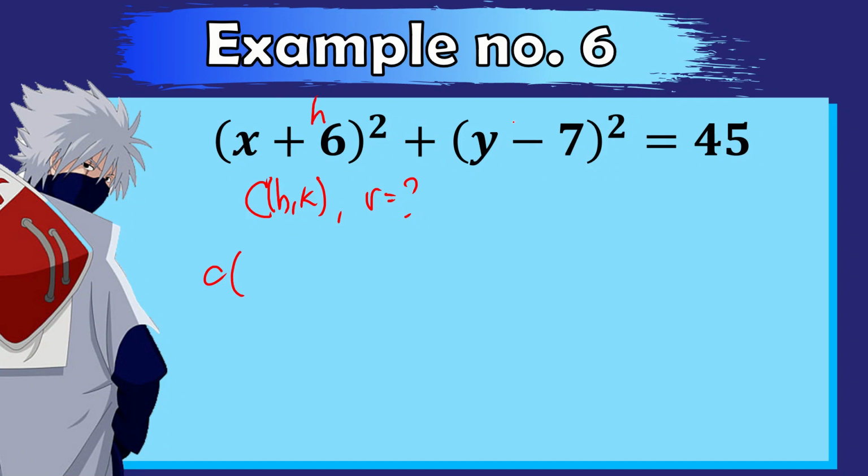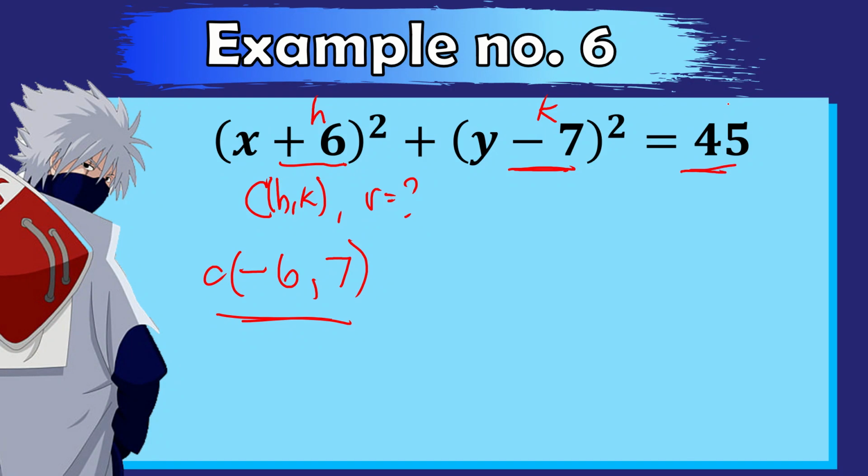Diba? Ito yung h, ito yung k. H is positive 6, kabaliktaran ng positive 6. Baliktarin yung sign, so magiging negative 6. Then k is negative 7. So negative 7 yung k, babaliktarin yung sign, magiging positive 7. O may center na tayo, negative 6 and 7. Kailangan ay radius.